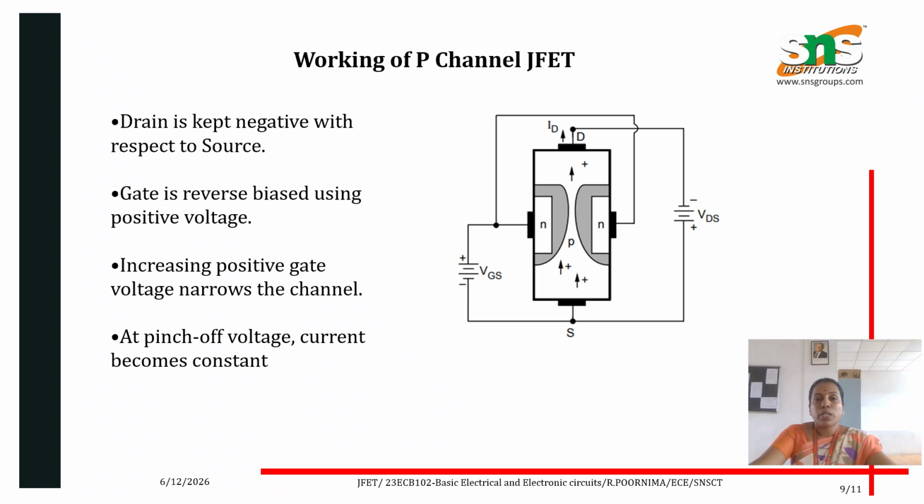And working of P-channel JFET: in this diagram, the gate is connected to the N-type semiconductor, the drain is kept negative with respect to source, and the gate is reverse biased using a positive voltage. Increasing the positive gate voltage will narrow the channel. At pinch-off voltage, current becomes constant. So this is the working of P-channel JFET.